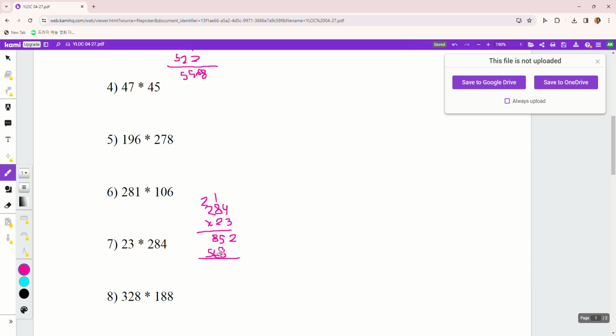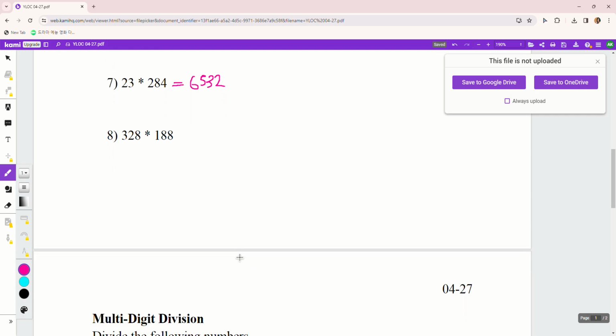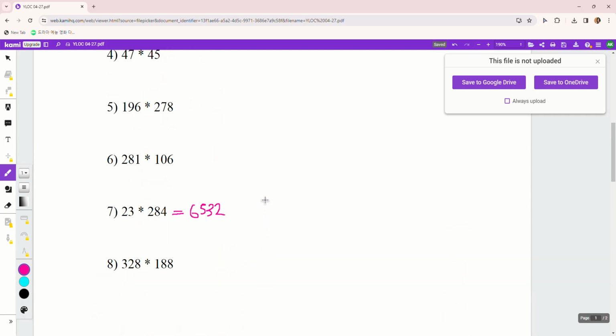So the final answer would be 6,532. Because this one would have 3 steps. 8 times 3 is 24, and then 8, and then the same thing we did before, and then 5, and then you would have to do it 2 times because of the 23, and that's how you get the answer.